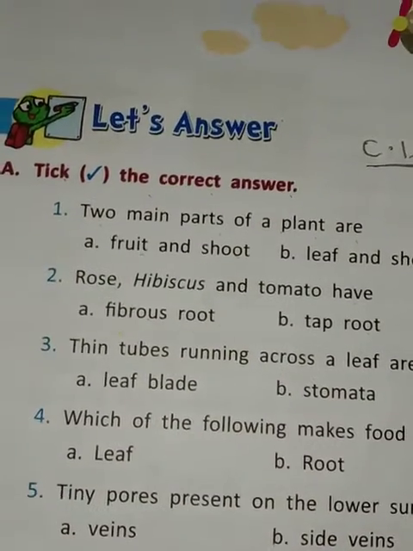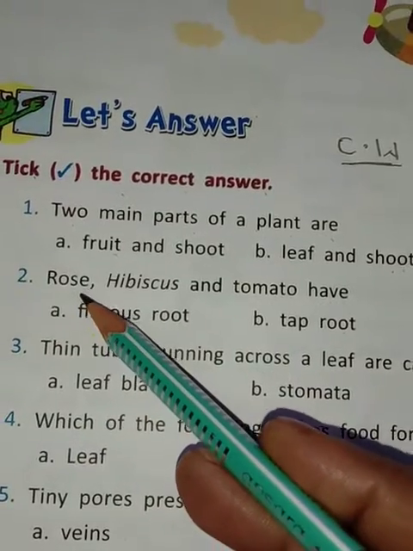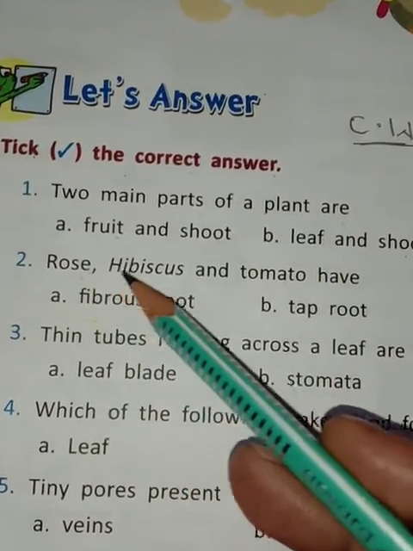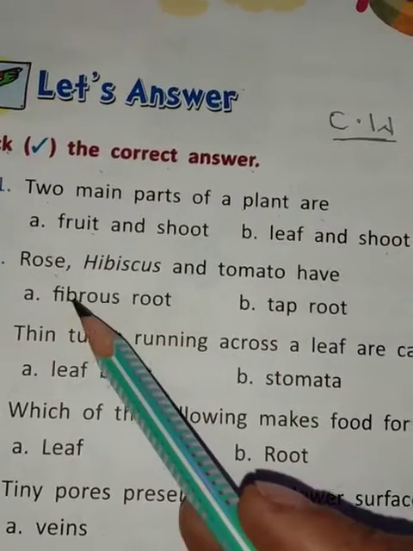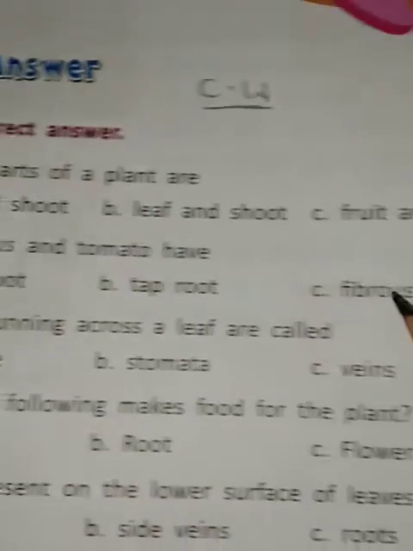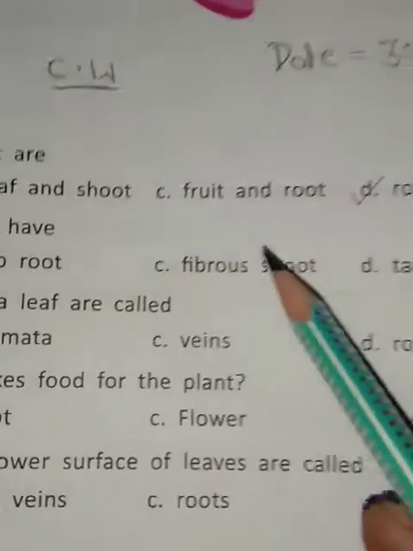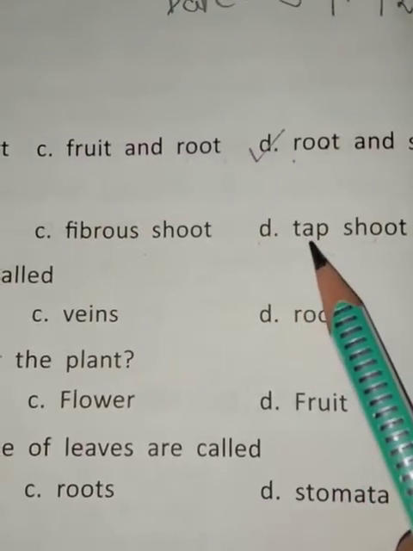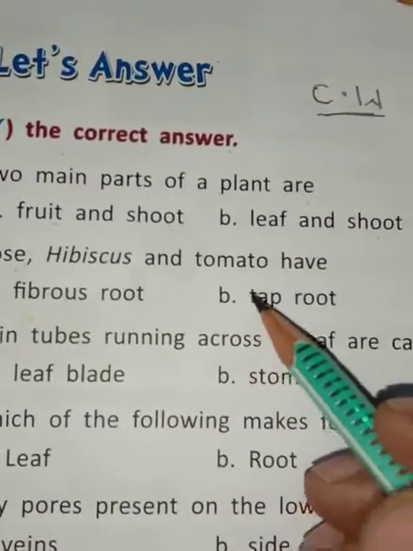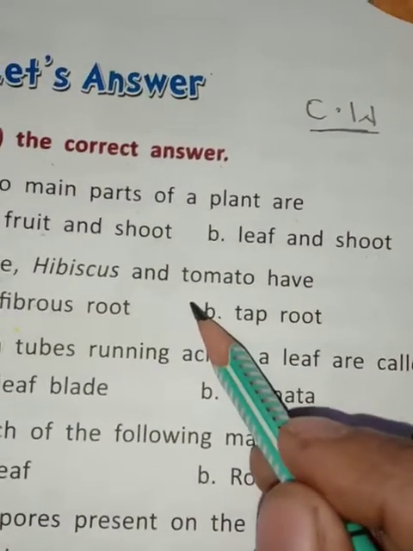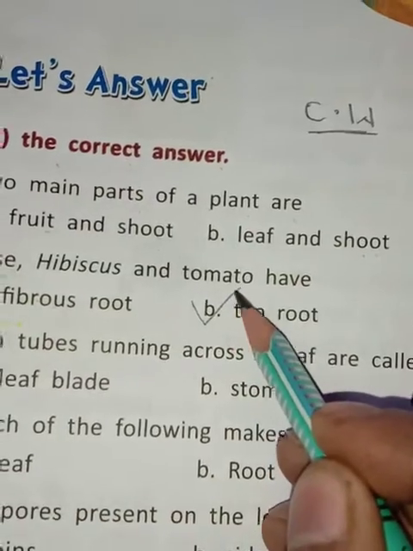Now student, what is your question? Rose, hibiscus and tomato have. So option number A, fibrous root, C, fibrous shoot and D, tap shoot are wrong. So now the correct option is taproot. Okay, now taproot.